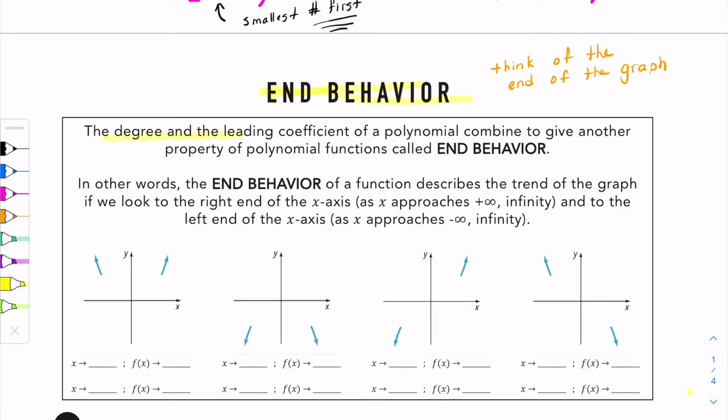So the degree and the leading coefficient of a polynomial combine to give another property called end behavior. The end behavior of a function describes the trend of the graph when we look to the right end of the x-axis and to the left end of the x-axis.